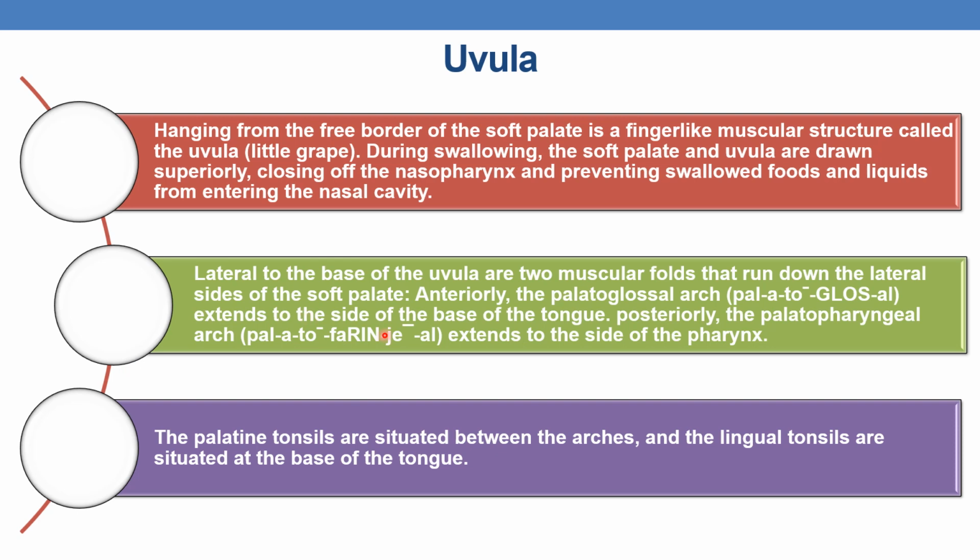Lateral to the base of the uvula are two muscular folds that run down the lateral sides of the soft palate. Anteriorly, the first one is the palatoglossal arch, which extends to the side of the base of the tongue. And posteriorly, it is the palatopharyngeal arch, which extends to the side of the pharynx.